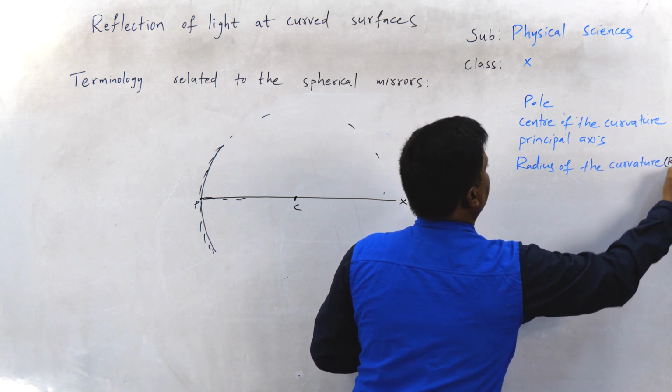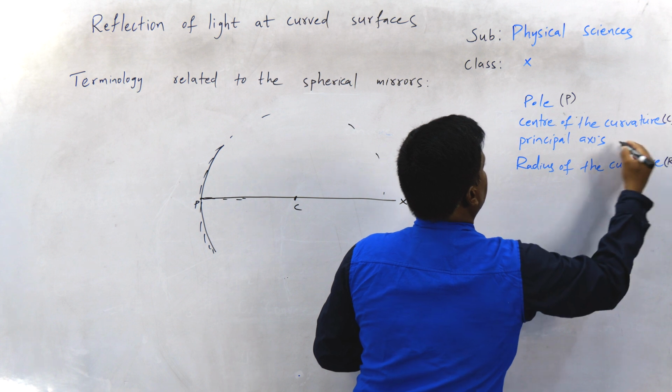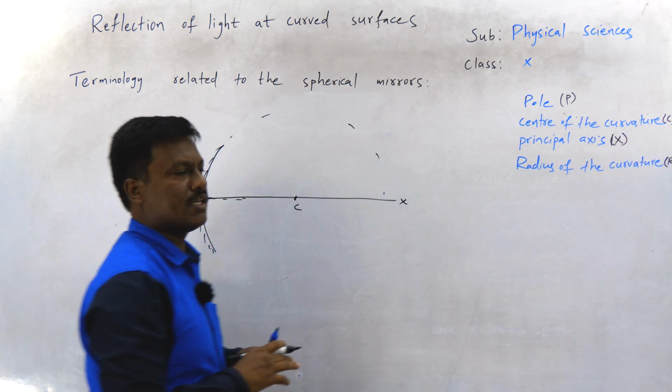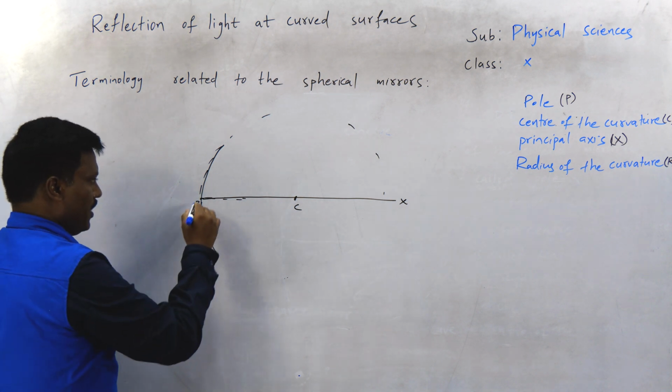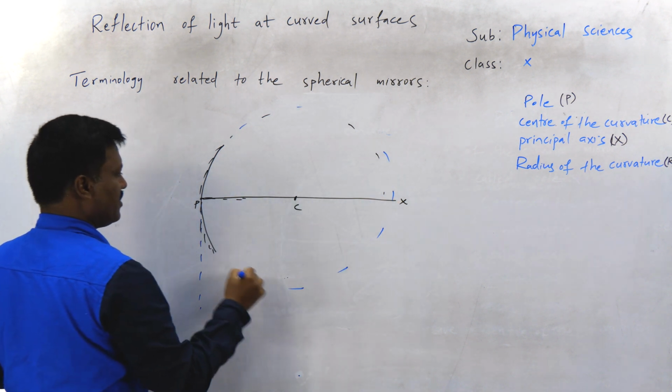It is denoted by R. Pole denoted by P. Center of the curvature denoted by C. Principal axis denoted by R. Now radius of the curvature is denoted by capital R. Now it's very simple. Since this is a part of the sphere, right?